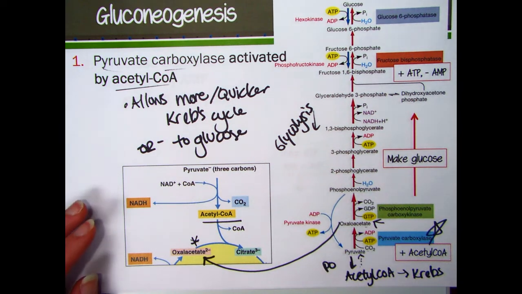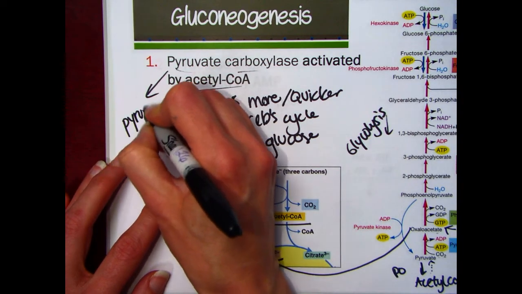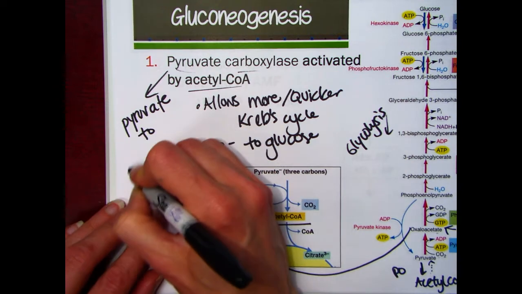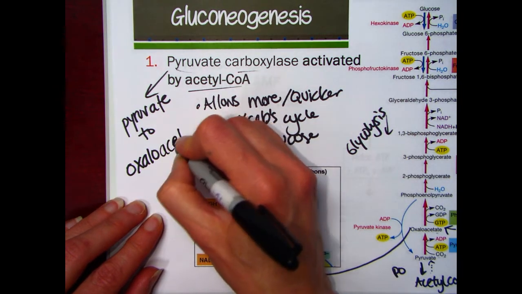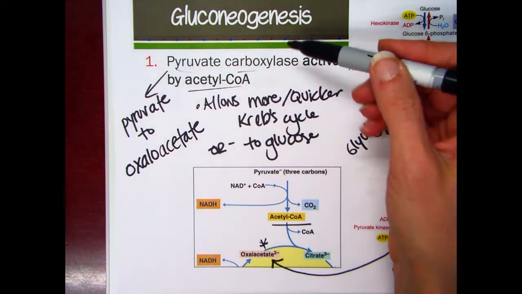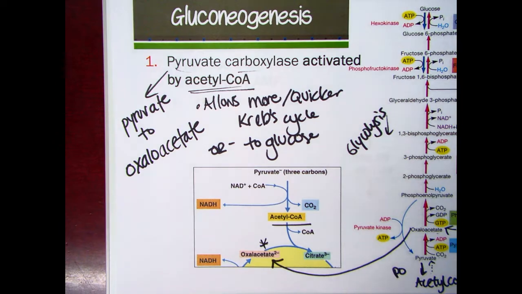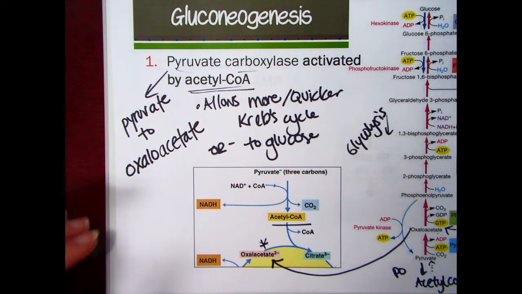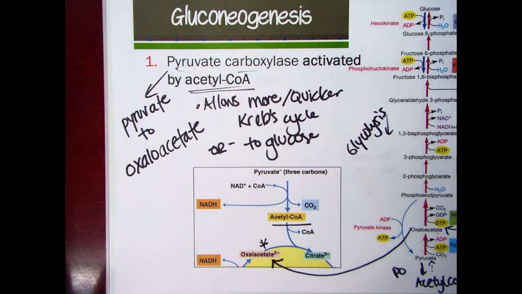Okay. Pyruvate carboxylase. Let me write over here. And it does pyruvate to, can you guys see this? Yes. Okay, so pyruvate carboxylase does pyruvate to oxaloacetate. It is activated by excess acetyl coenzyme A, indicating a slowdown or stoppage of the Krebs cycle. And so by providing more oxaloacetate, the cell should be able to get the Krebs cycle running again.